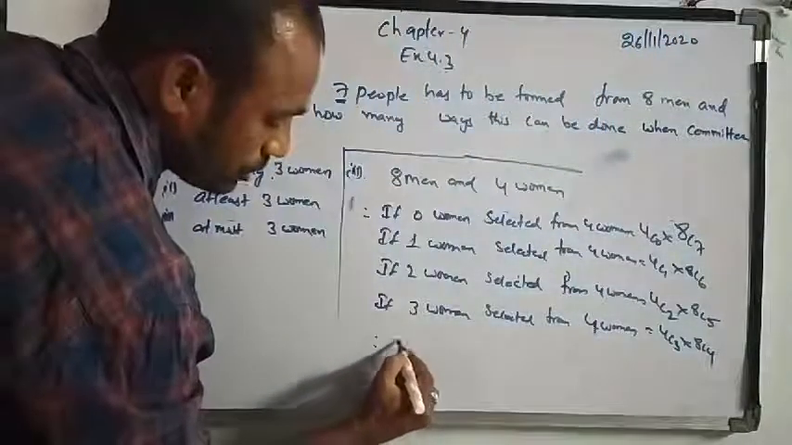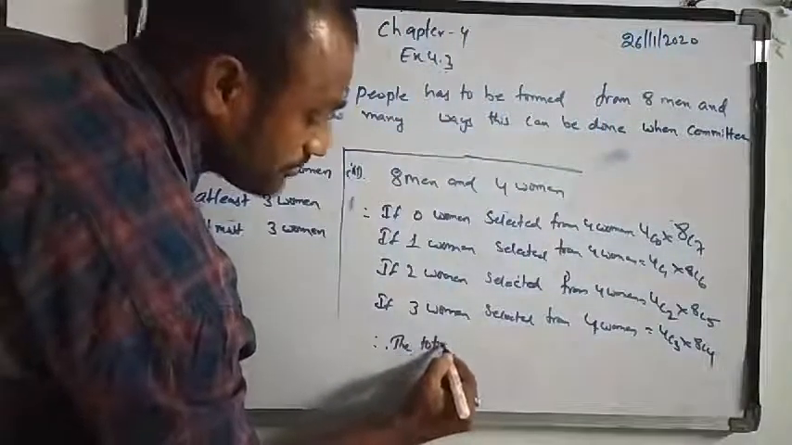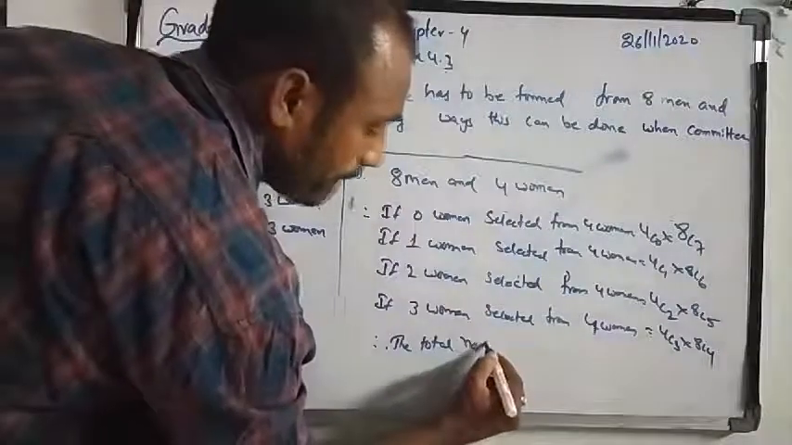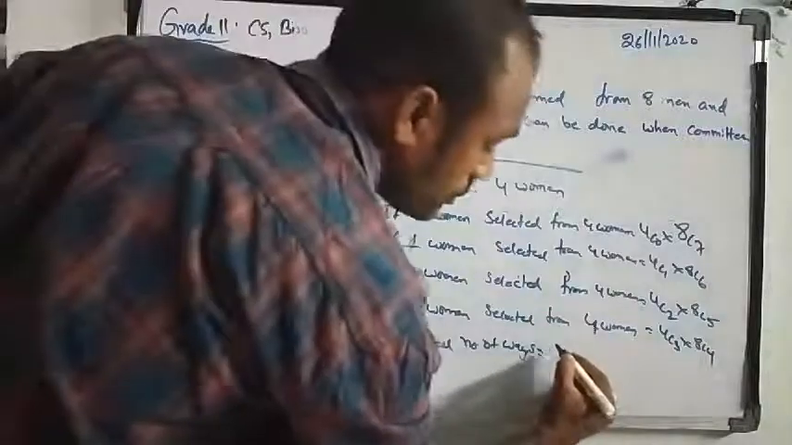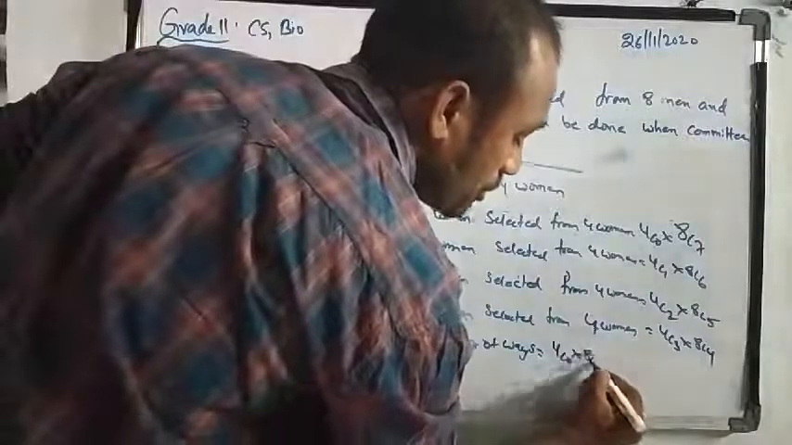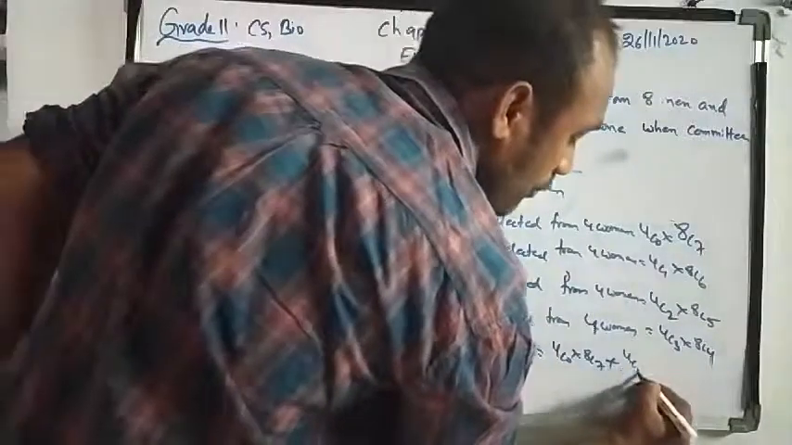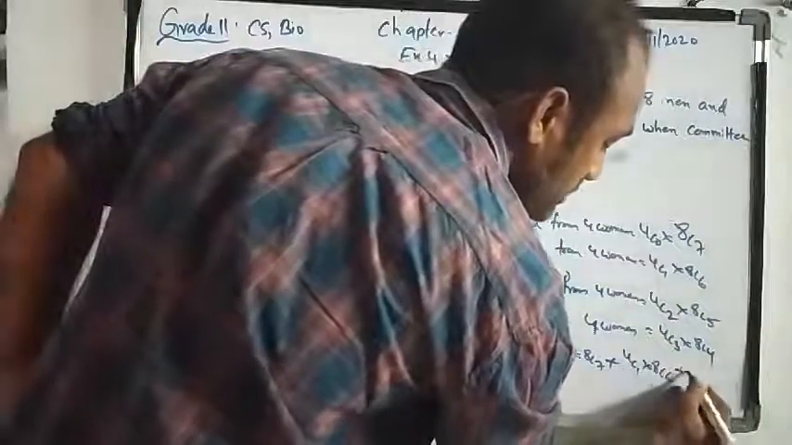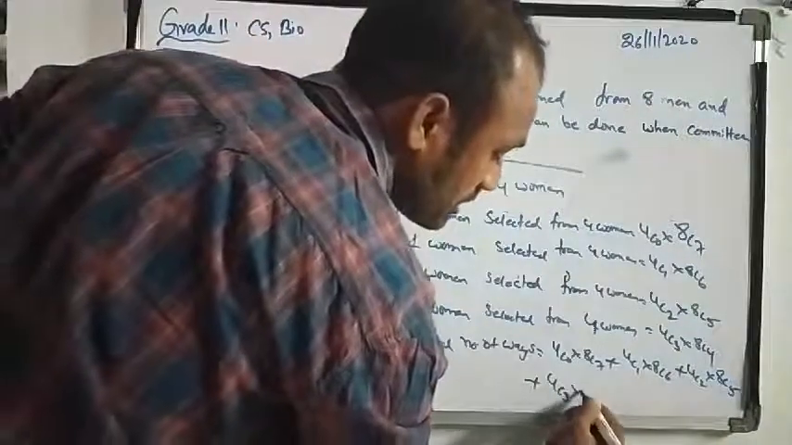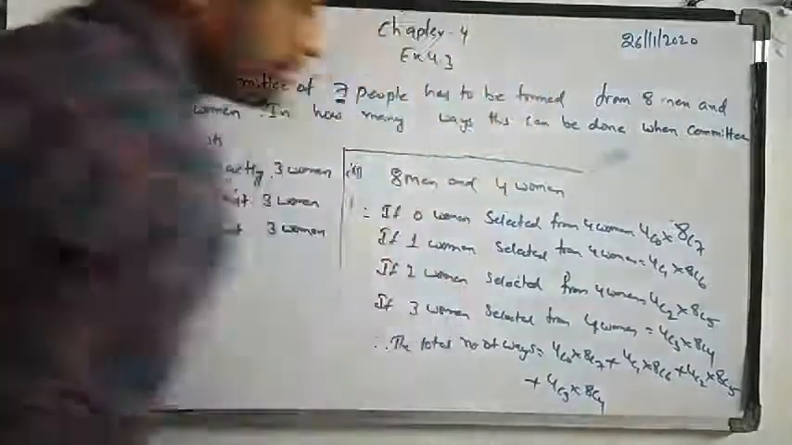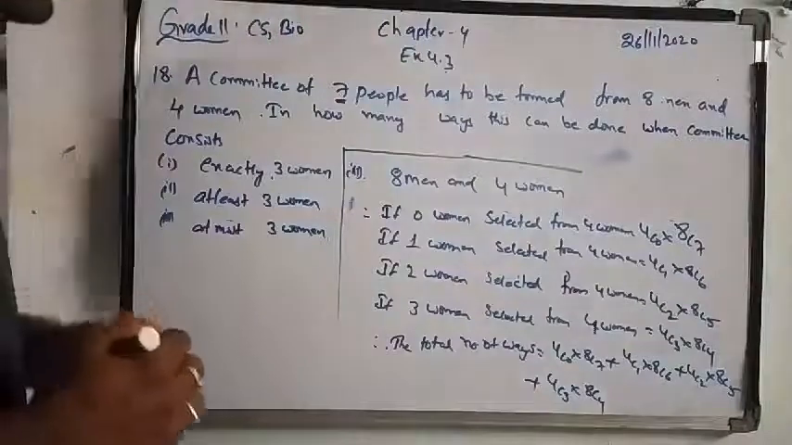So therefore the total number of ways is equals to 4C0 into 8C7 plus 4C1 into 8C6 plus 4C2 into 8C5 plus 4C3 into 8C4. So these many ways we can select.